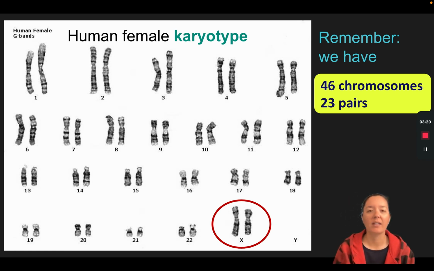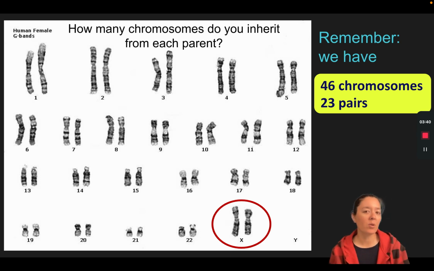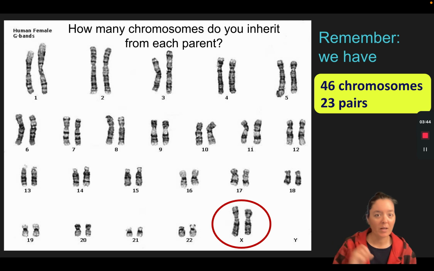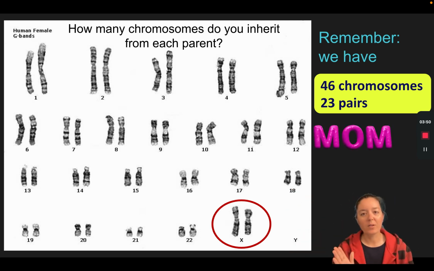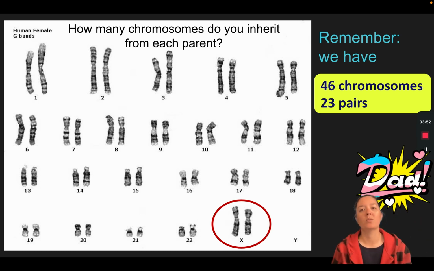So let's take a look at this human female karyotype. There are 46 individual chromosomes, and there are 23 pairs. There are 2 number 7 chromosomes, 2 number 18 chromosomes, 2 sex chromosomes. So we have 2, or a pair, of each of our chromosomes. So how many chromosomes do you inherit from each parent? Well, you have 2 parents and you have 2 of each chromosome. That means you get 1 chromosome from mom, 1 chromosome from dad.